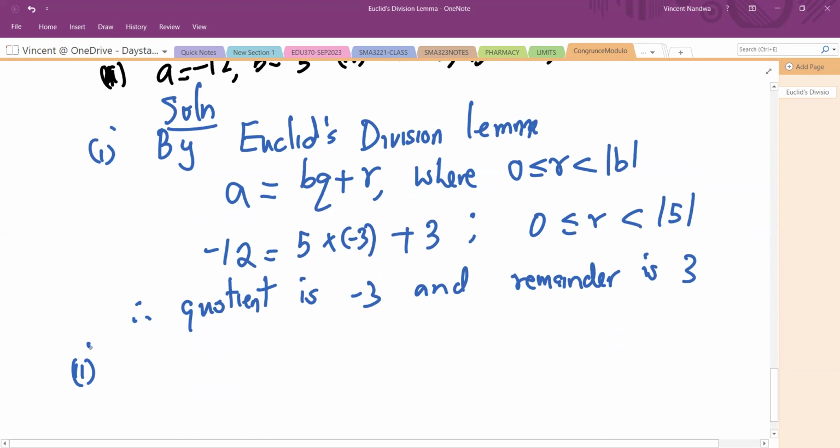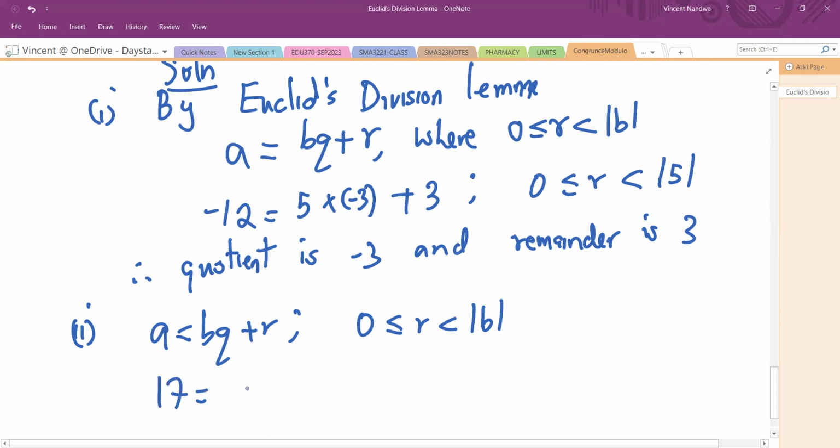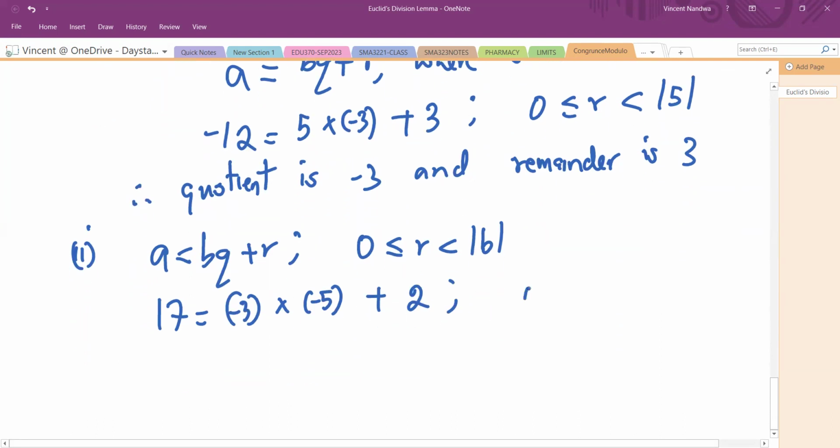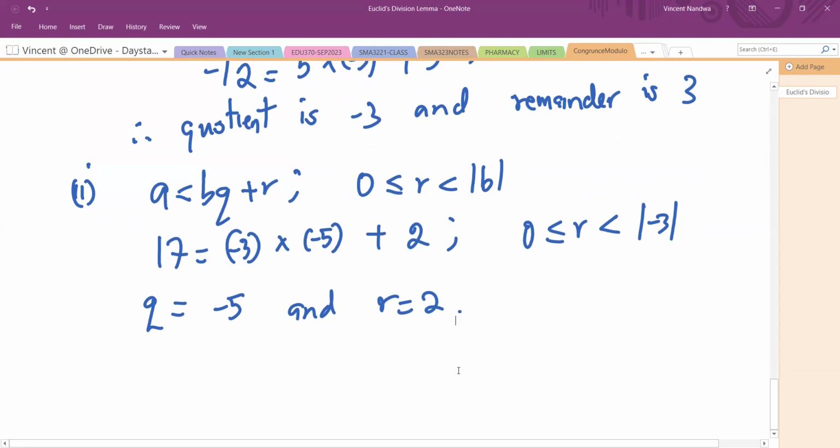Then part 2, similarly by Euclid's theorem, Euclid's division lemma, we have A equals BQ plus R, where 0 is less than or equal to R less than the absolute value of B. And in this case, A is given by 17. So we need to get the closest multiple of minus 3 less than or equal to 17. And we realize that that multiple will be 15, which is given by minus 3 times minus 5. And then the remainder will be 2. And you can clearly see that 0 is less than R, less than the absolute value of minus 3. So therefore, here Q will be minus 5, and R is positive 2. So the remainder is positive 2. The quotient is minus 5.